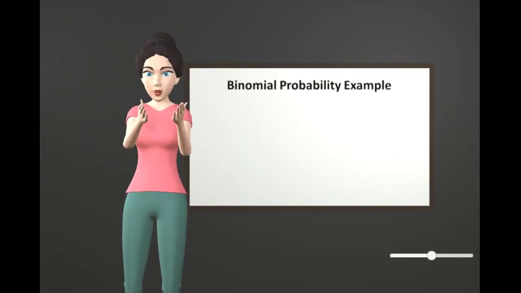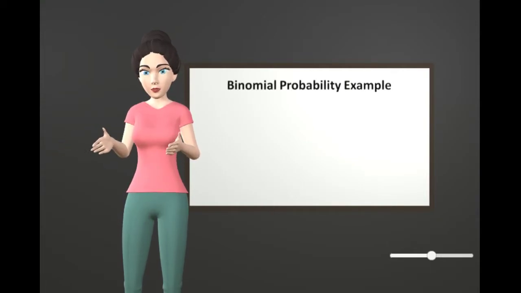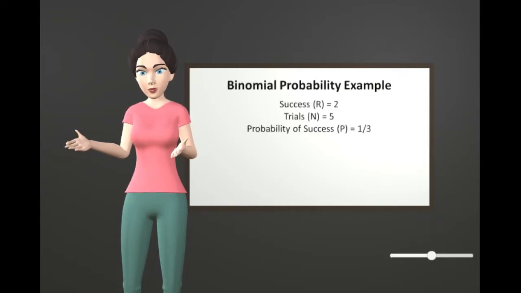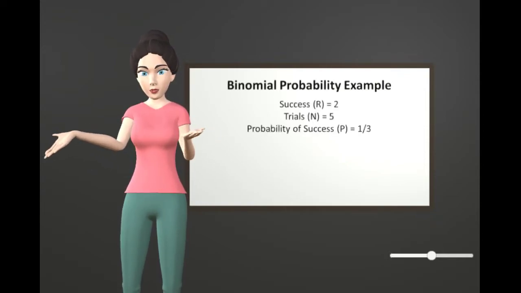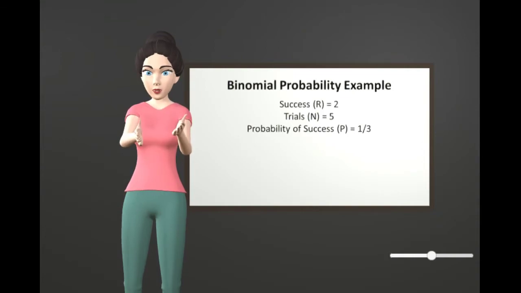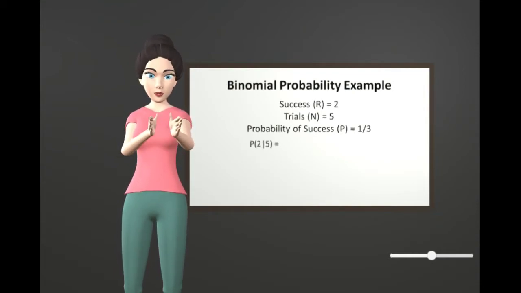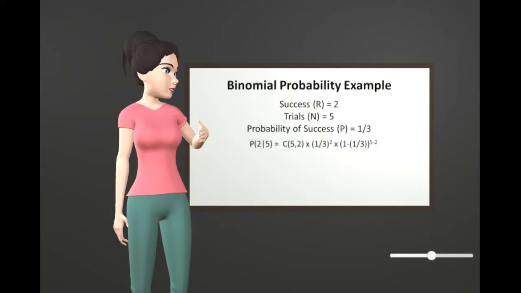Let's do an example to see how well our formula for binomial probability works. Suppose I want to find the probability of rolling a die 5 times and having 5 or 6 come up exactly 2 times. In this case, we want to know the binomial probability of 2 successes in 5 trials when the probability of success is 1/3.